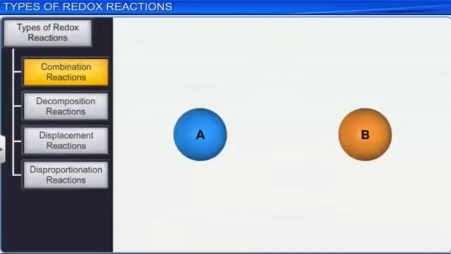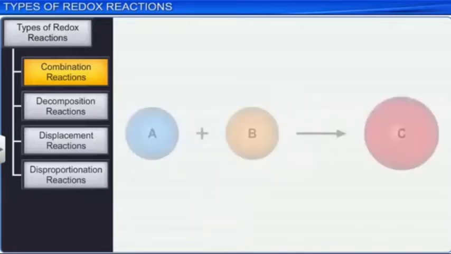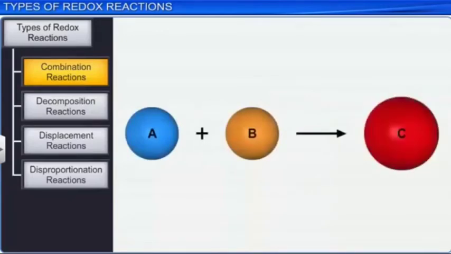As the name implies, a combination reaction is a chemical reaction in which 2 or more substances combine to form a single new substance. A combination reaction can be represented as A plus B gives rise to C. For a combination reaction to be a redox reaction, either A or B or both should be in elemental state.